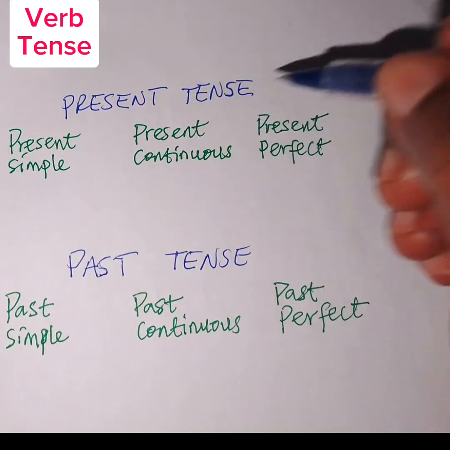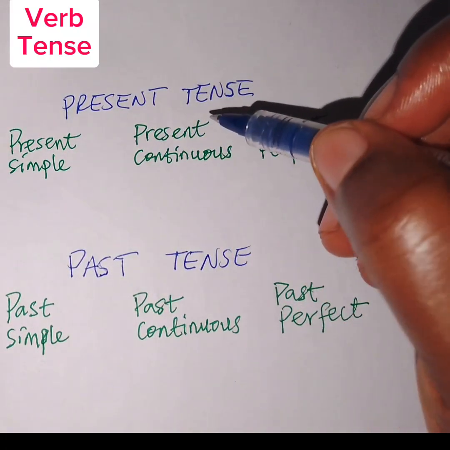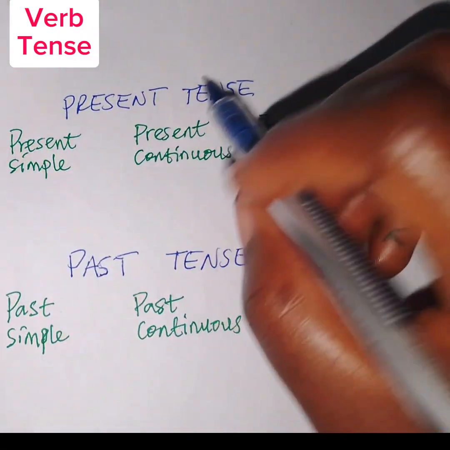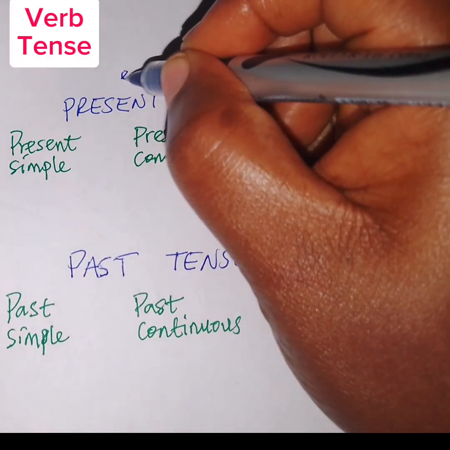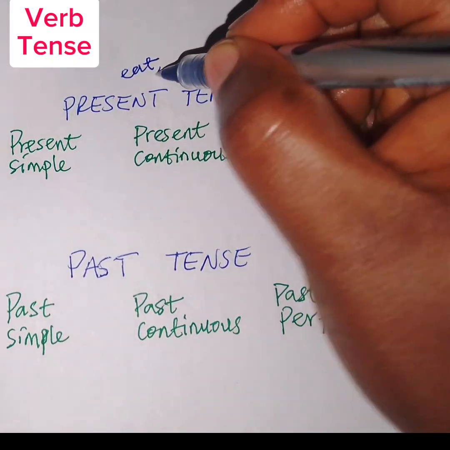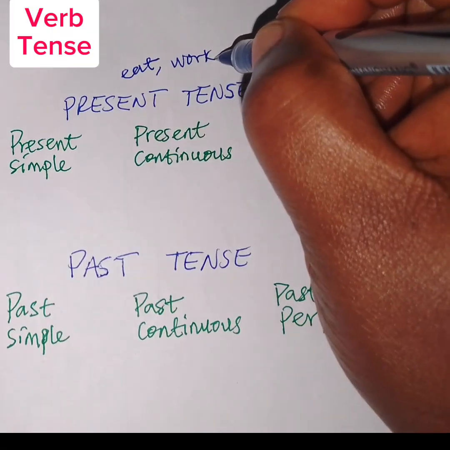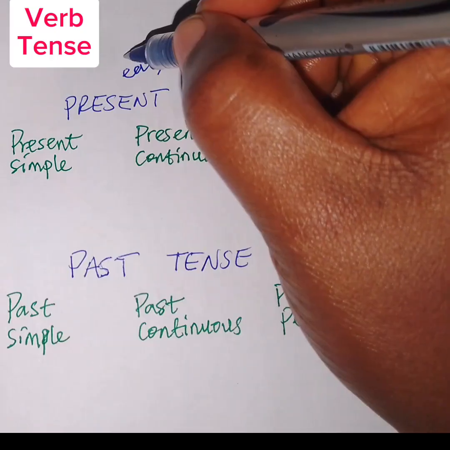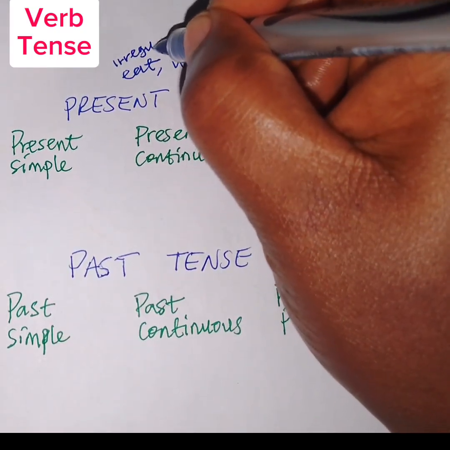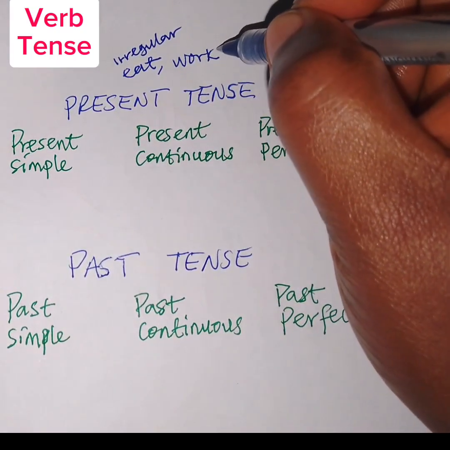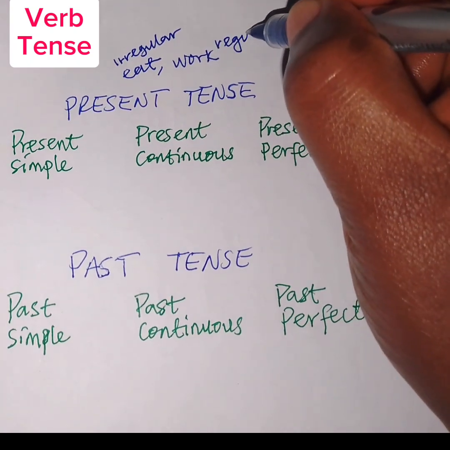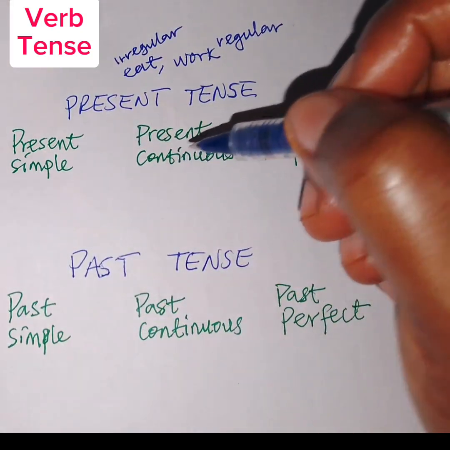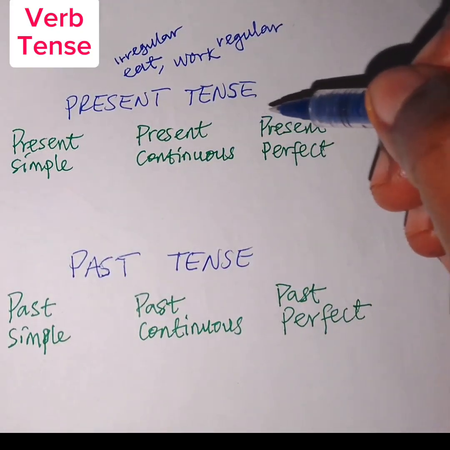Hi English learners, let's look at the various verb tenses. We will be looking at 9 of them in this lesson, and we use the verbs eat and work in our examples. Eat is an irregular verb, while work is a regular verb. We use both of them to make our sentences as examples.